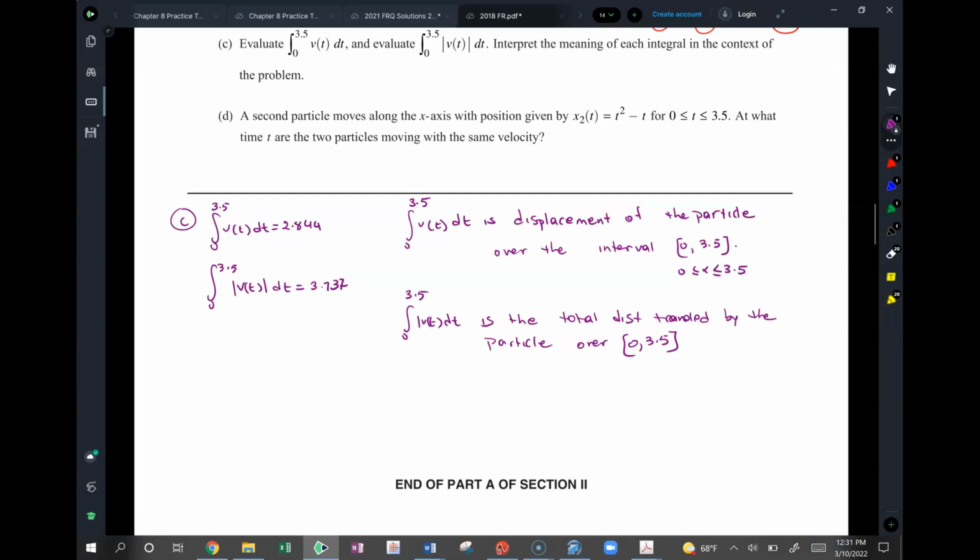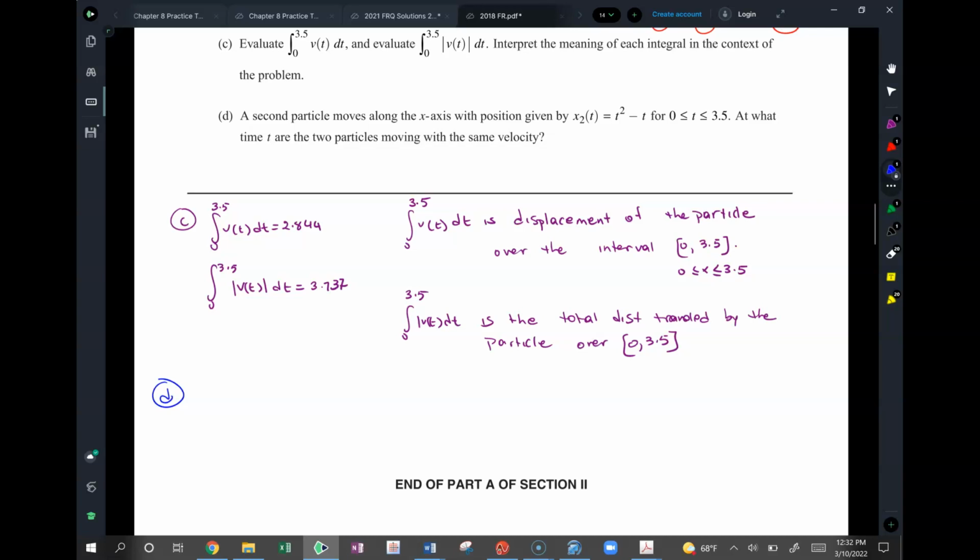All right. A second particle. There's always a second particle. You know what they say? Where there's one, there's another. A second particle moves along the x-axis with position given by x2 of t in the same time. At what time t are the two particles moving with the same velocity?